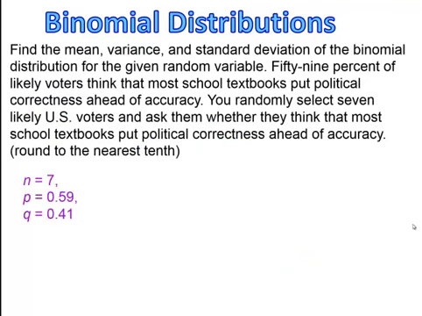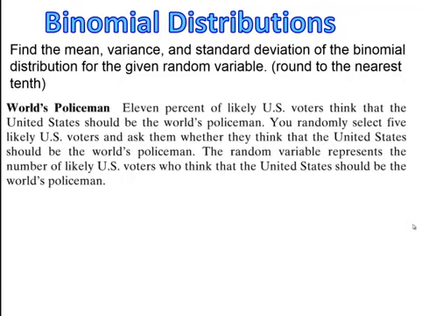So in this case, our n value is 7, p is 0.59, and your q is 0.41. So you should have gotten your mean is 4.1, the variance is 1.7, and the standard deviation is 1.3. Pause and try.